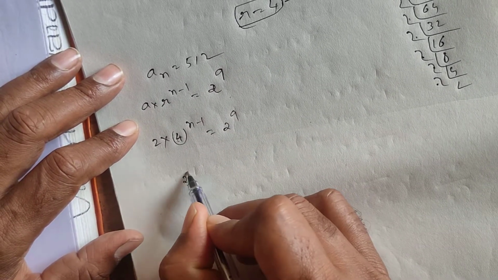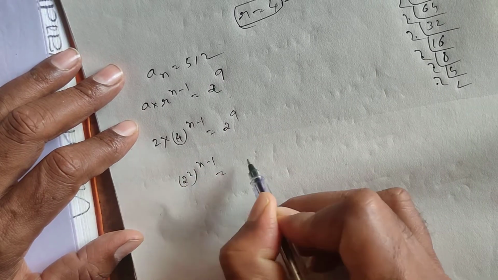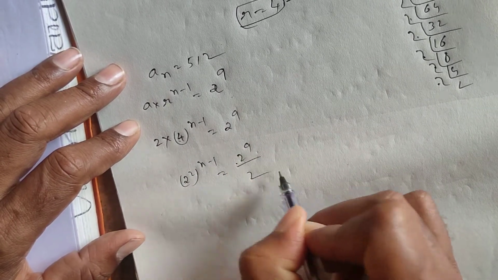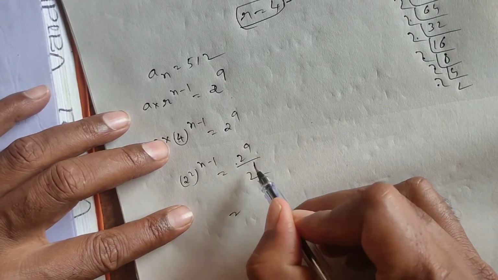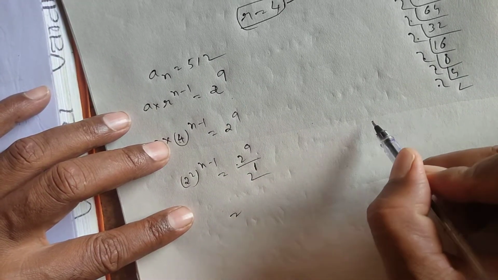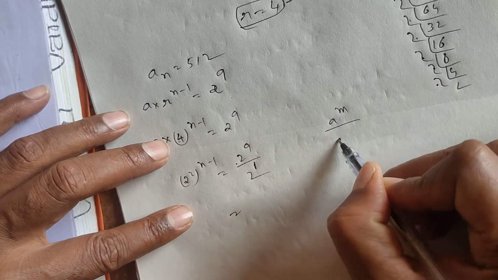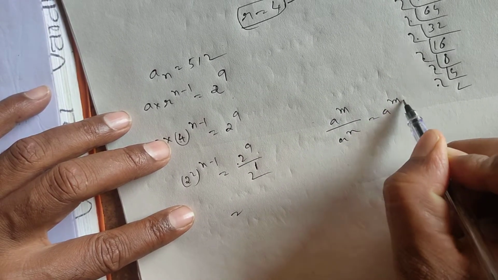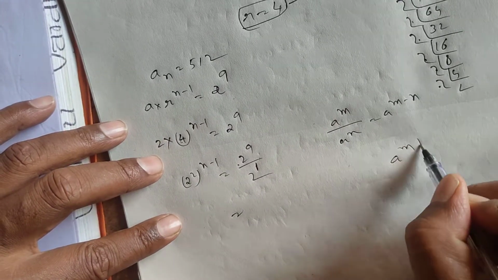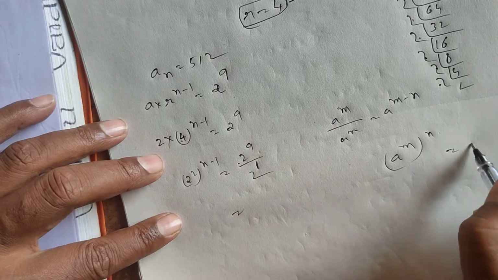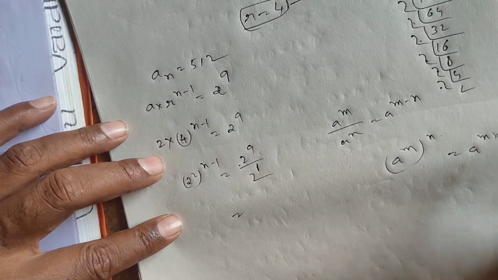4 can be written as 2 square whole power n minus 1 is equal to 2 power 9 by 2. So 2 power 9 by 2 power 1, like a to the power of m by a to the power of n. Formula is a to the power of m minus n. And LHS is a power m whole power n. Formula is a to the power of m into n.